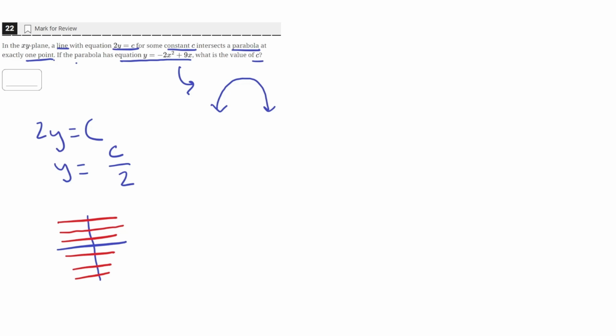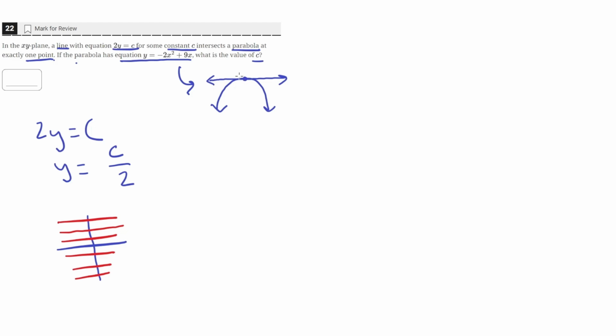In order for a horizontal line, like y equals c over 2, to cross a parabola at exactly one point, the line must intersect at the vertex. Because if this line intersected somewhere other than the vertex, like down here, then it would cross the parabola at 2 points instead of 1. And if it crossed up here, well, it wouldn't really cross at all. There would be no points of intersection.